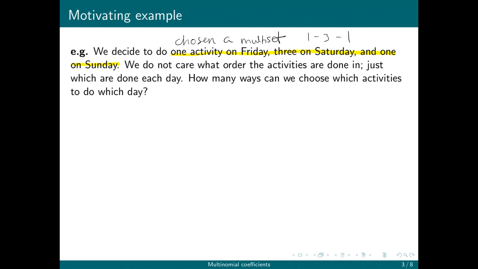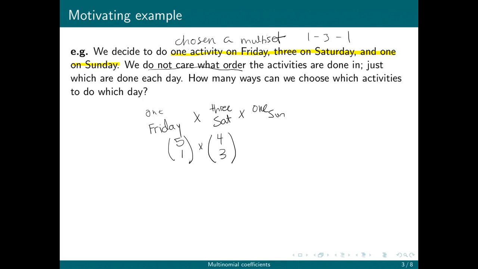Rather than wanting to know just how many activities are in each day, we want to know which activities we're going to do each day. We want to count the number of ways that we can assign activities to each day. Well, we have to do one activity on Friday, three on Saturday, and one on Sunday. The number of ways to choose activities where we don't care what order they're done in, the ways to choose one of our five activities for Friday is 5 choose 1. And the way to choose 3 for Saturday is going to be 4 choose 3. The reason it's not 5 choose 3 is because we've already spent an activity on Friday. And then there's going to be 1 choose 1 remaining ways to assign that last activity.